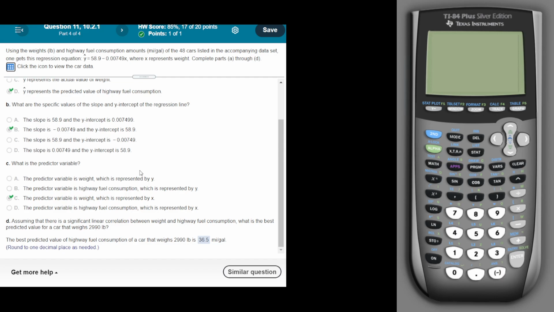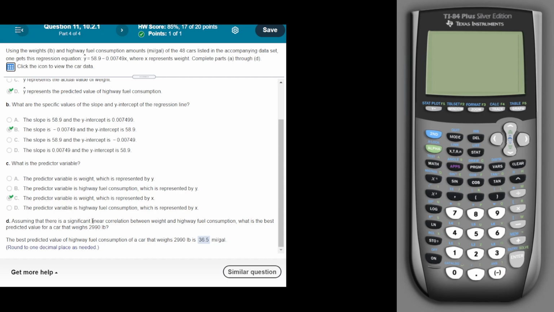I found it. They also call it the independent variable. So x is also your independent variable. X is your explanatory variable, and it's your predictor variable. The dependent variable is your y because y depends on whatever x is. So if x is 3, you plug in a 3 and that's how you get your y, for example. So that's it. I will upload that screenshot later so you guys can see. Anyway, the predictor variable is weight, which is represented by x, so that's C.